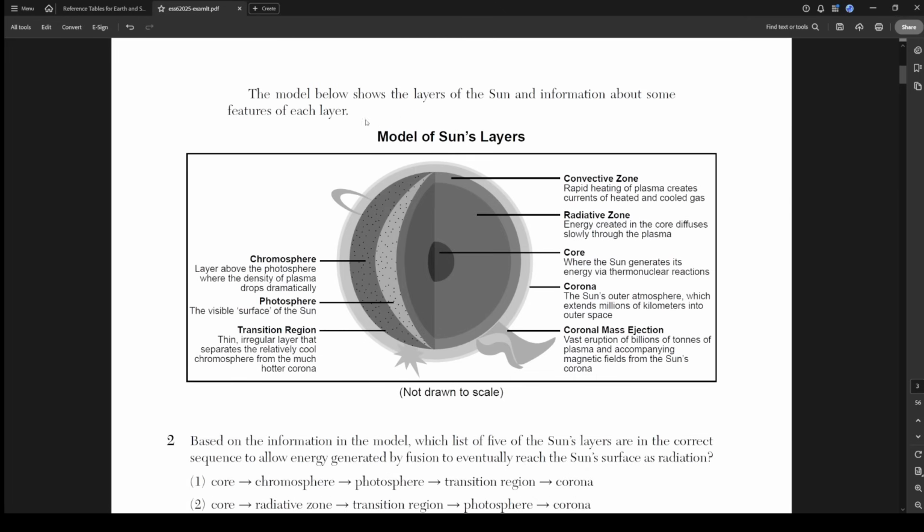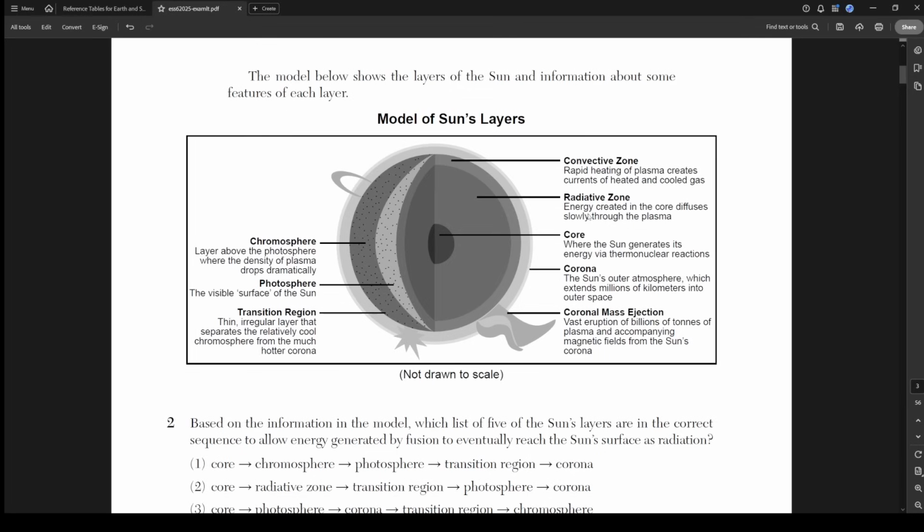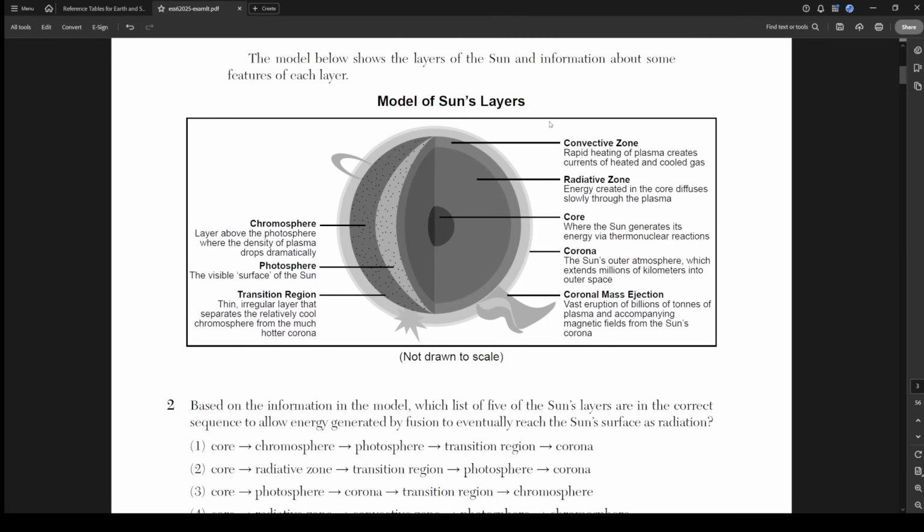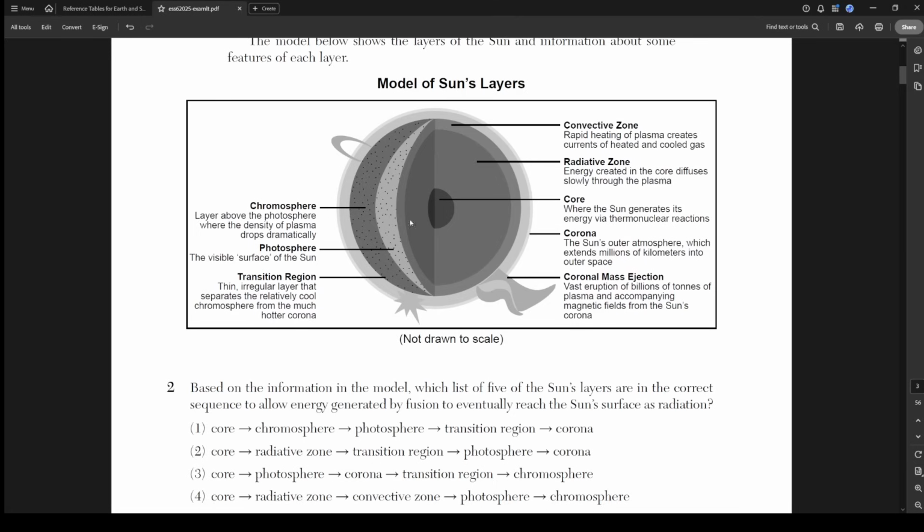All right, here we go. We got a model here. The model below shows the layers of the sun and information about some features of each layer. So there's a lot of information here. What I'm going to do is read the question first, and then we're going to come up here and try to figure it out. So model of sun's layers, showing the layers of the sun, which clearly there's a bunch. Based on the information in the model, which list of 5 of the layers are in the correct sequence to allow energy generated by fusion to eventually reach the sun's surface?